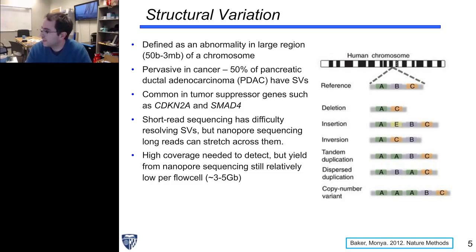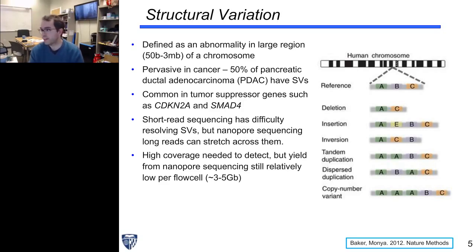Nanopore sequencing and to that extent PacBio sequencing are ideal for this. If you have a nice long read, you can stretch across an insertion, you can stretch across a deletion or a tandem duplication or an inversion, and you can get exactly the context and resolve that structural variant very effectively. So with the advent of long read sequencing technologies and the recent increase in yield of the long read sequencing technologies, we're at the forefront of being able to detect and characterize these structural variations that are occurring in cancer.